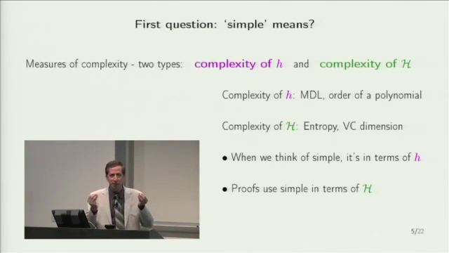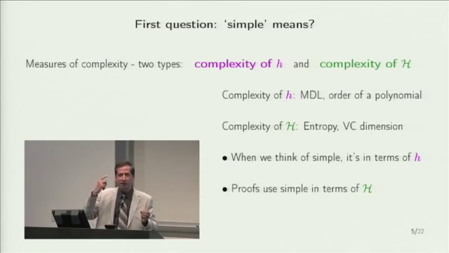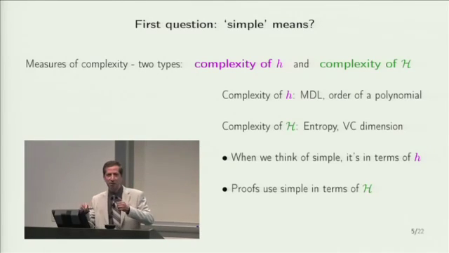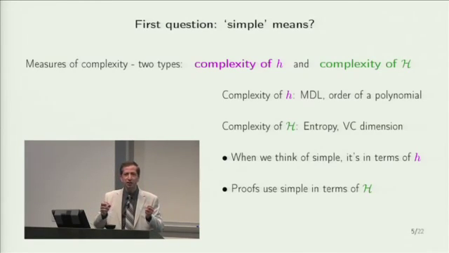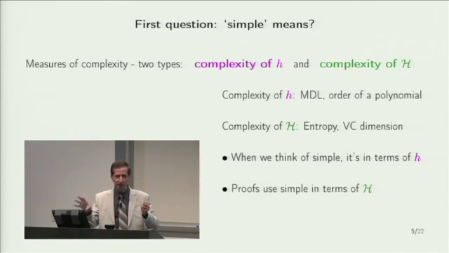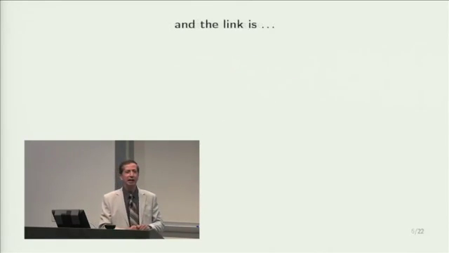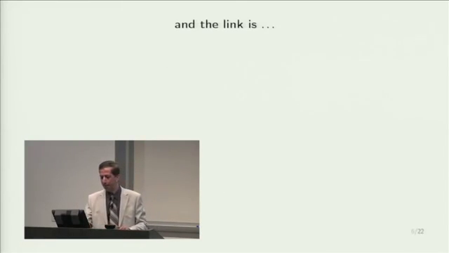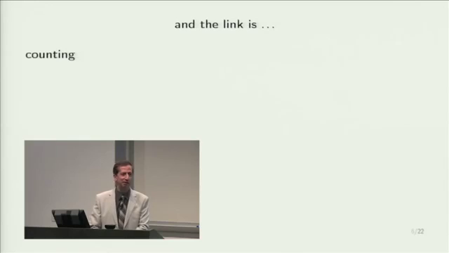So this is a little bit worrying because the intuitive concept is one thing and the mathematical proofs deal with another. But the good news is that the complexity of an object and the complexity of a set of objects, as we described in this slide, are very much related, almost identical. And here is the link between them. Counting. Couldn't be simpler.